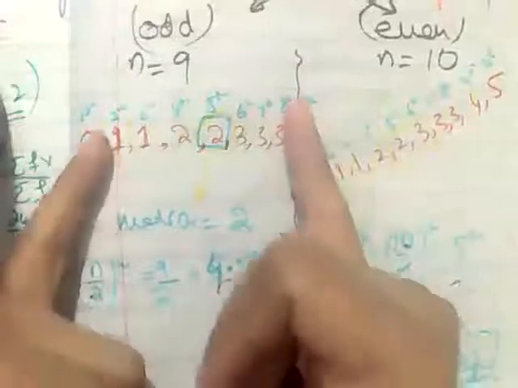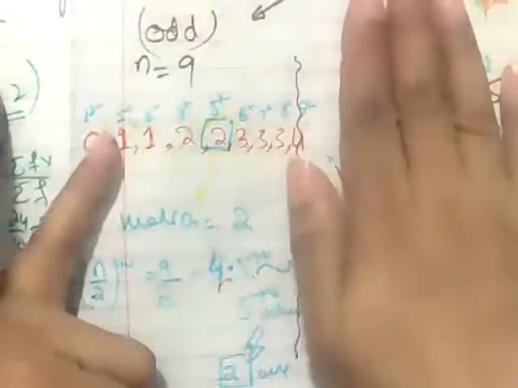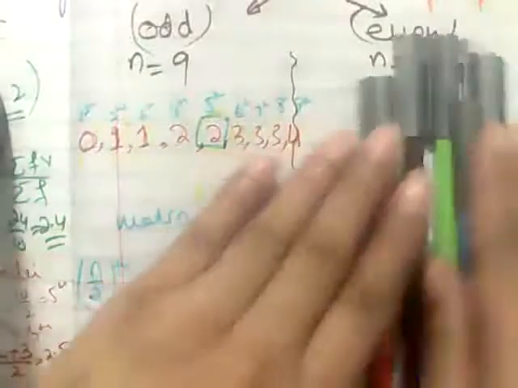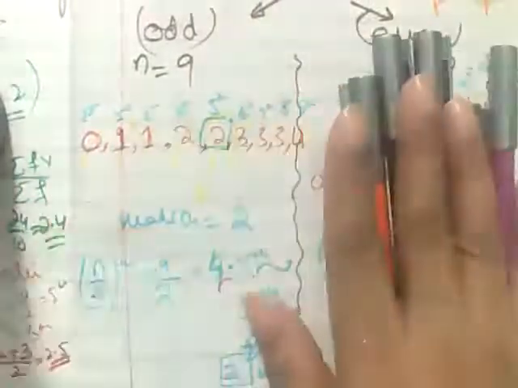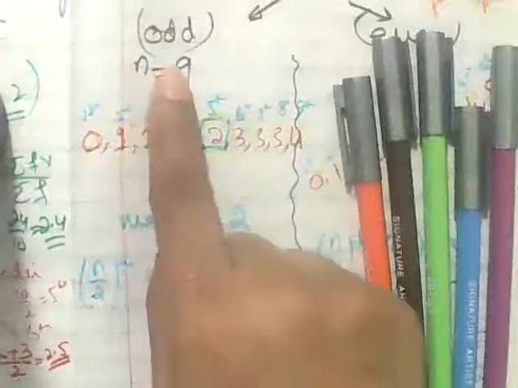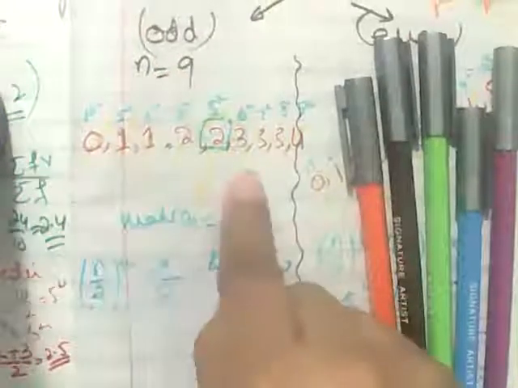Let's first see the odd one, then we will come to the even one. Let's see this odd one. What is the concept of median? To find the middle value.